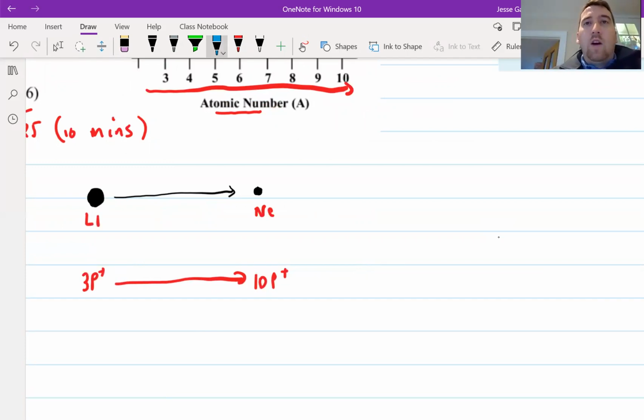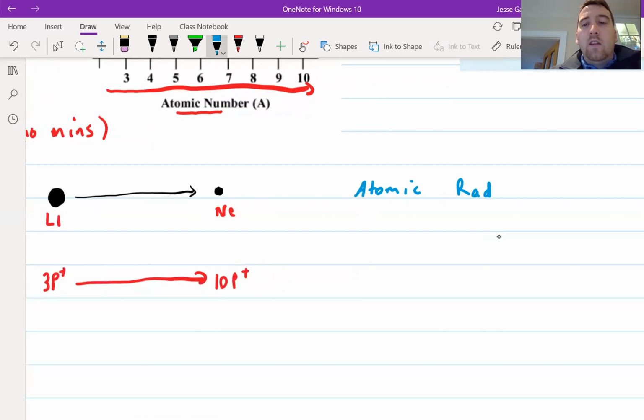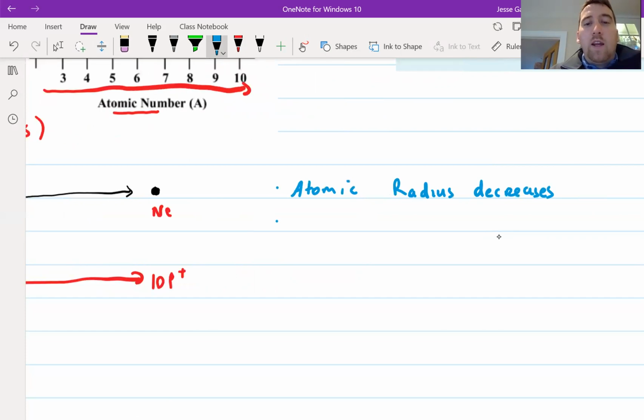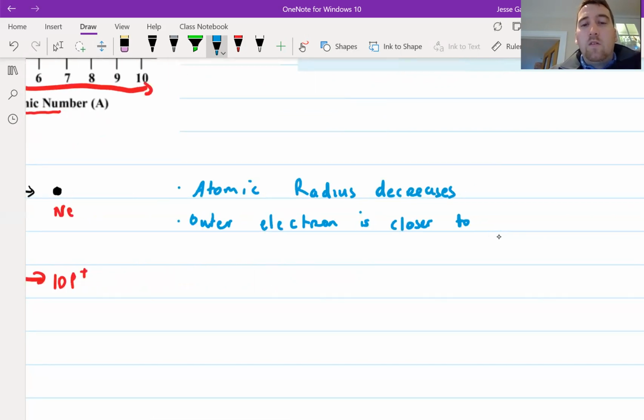Right, so hopefully you have done this. We have talked about the atomic radius. What happens to it? It decreases. So that's one of the things that happens. What does this mean? Atomic radius decreases, so what? Well, now the outer electron is closer to the nucleus, if the radius is smaller. So if it's closer to the positive nucleus, it's harder to remove. Closer to the nucleus.